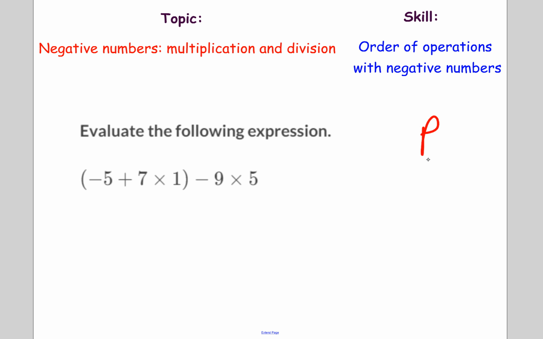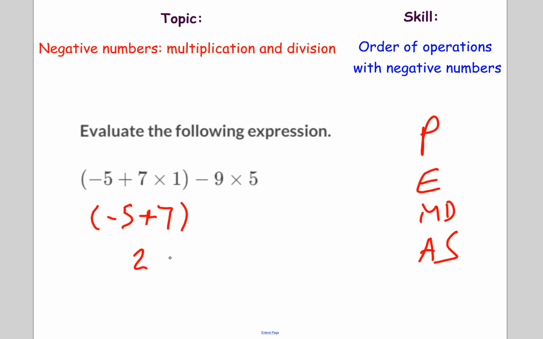So parentheses, exponents, multiplication, division, addition, and subtraction. So we start with parentheses. Do we have any operation inside parentheses? Yep, we have here an addition and a multiplication. So the multiplication would come first. So this comes out to negative 5 plus 7 times 1 is 7. Continuing inside the parentheses, negative 5 plus 7 is positive 2. So we're left with 2 minus 9 times 5.